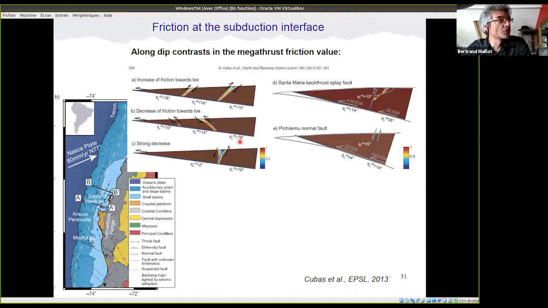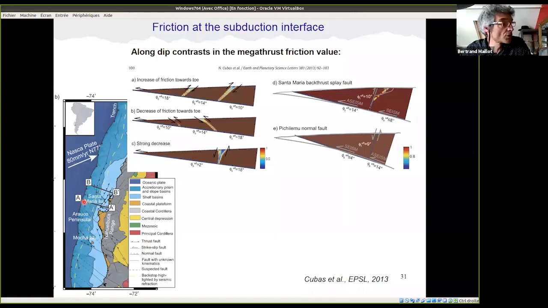If on the contrary we have high, medium, low friction, then we have faults on the other side, you can see. And if we have a very strong change, between 18 degrees here and 2 degrees at the front, then we have not only a sliding there, but we have a normal faulting, so that this is actually moving to the left faster than this part. So that's quite unexpected.